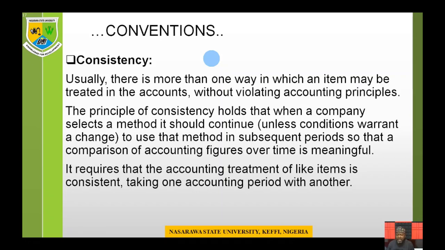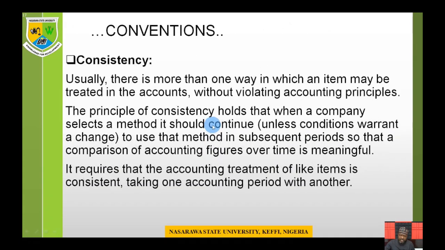These are various methods that by accounting standards are allowed to be used in providing for depreciation of your assets. However, what the consistency convention is saying is that once you have adopted a particular method, you should apply it year in, year out. It doesn't just stop there. It says that if you have items that are similar, they should be given similar accounting treatment so that you can easily compare these figures over time and in comparison with one another.